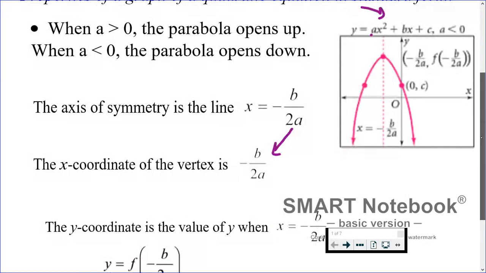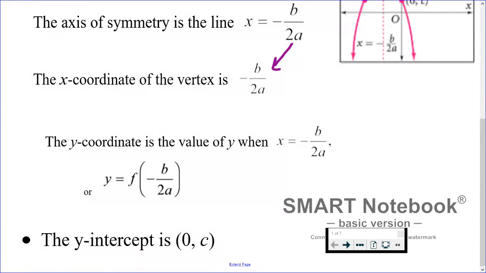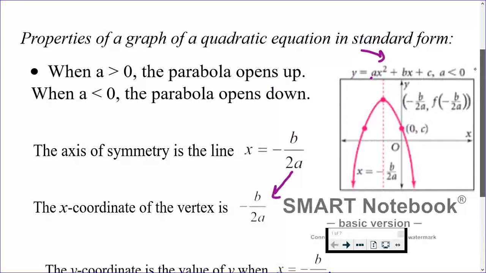In order to get the y-coordinate of the vertex, it's the value of y when x equals the opposite of b over 2a. In other words, you're going to find f of the opposite of b over 2a. That's just a fancy way of saying you have the equation, you substitute whatever that number is. So let's say it's 3, right? You substitute 3 into the function, whatever you get out, that's the y-coordinate. Now you have the ordered pair for the vertex, and you can graph it. The y-intercept is (0, c). So whatever the value of c is, that's the y-intercept.